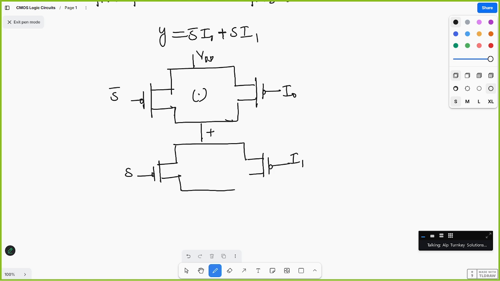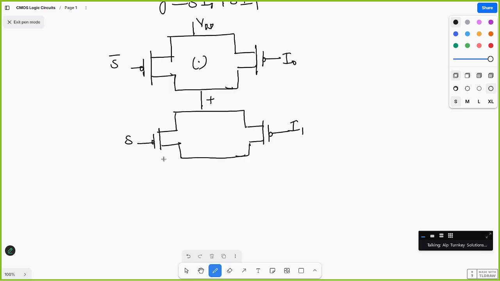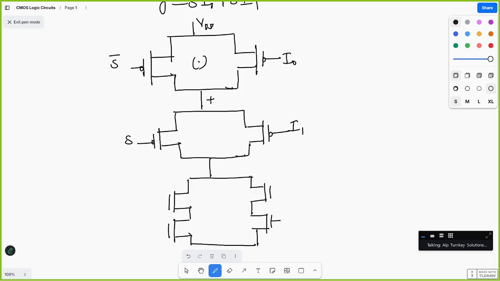Okay. So again this is AND operation. Again, pull down network. Okay, what is pull down network? So here, S bar I naught. For AND operation this is series, for OR operation this is parallel. So this is OR operation, these two are AND operation.